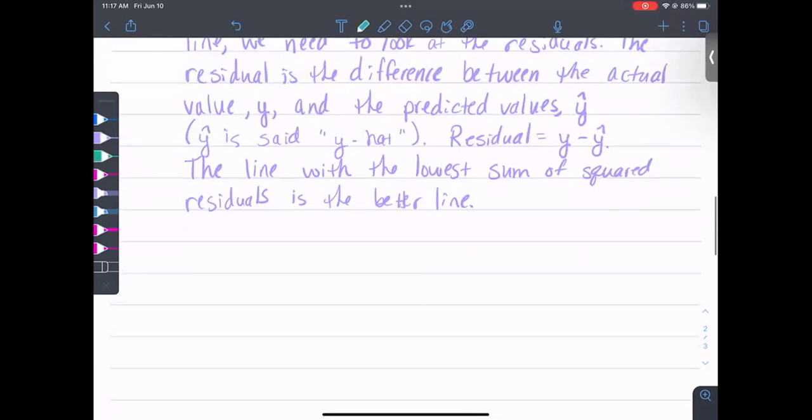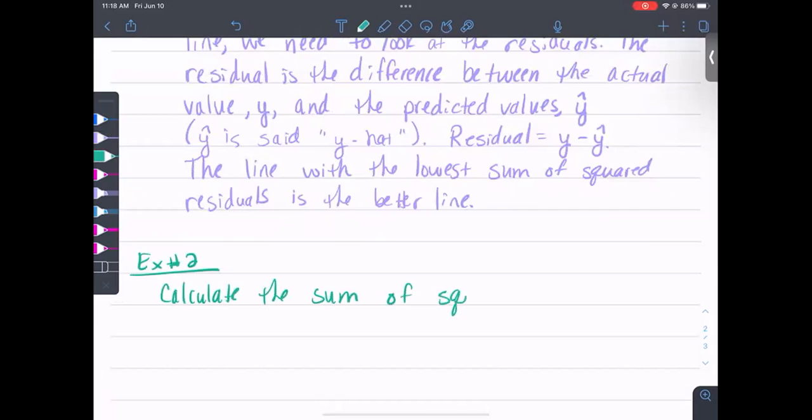This brings us to example 2, which is still working with that same data. We're going to calculate the sum of squared residuals for the lines in example 1C.